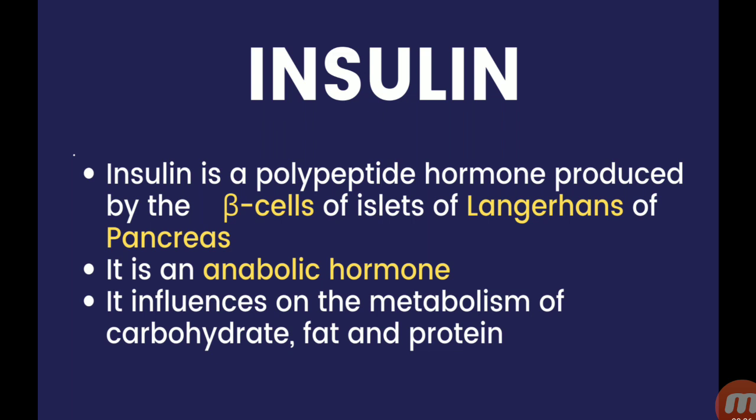So first we are going to learn in short about insulin. Insulin is a hormone produced by beta cells of islets of Langerhans of pancreas. It is an anabolic hormone because it promotes the synthesis of glycogen, triacylglycerol, and protein. It has profound influence on the metabolism of carbohydrate, fat, and protein. This hormone is said to be connected with the development of diabetes mellitus.